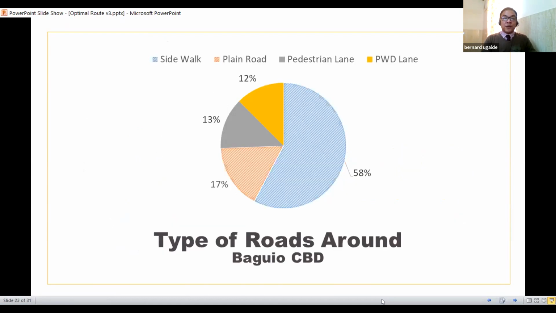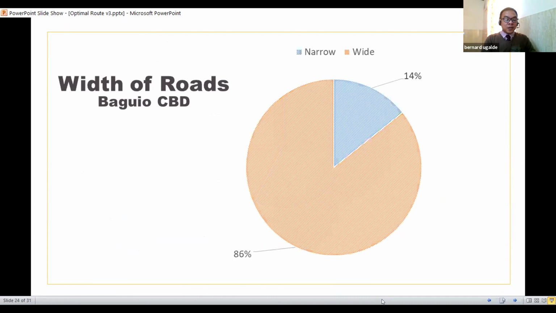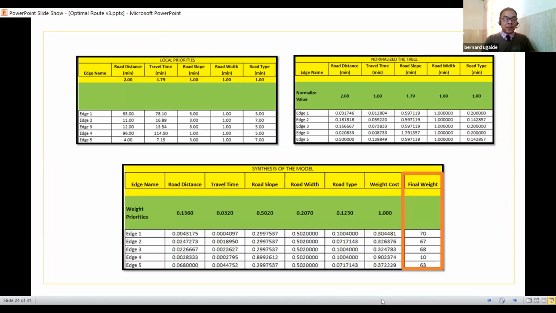The figure shows the different roads in the city. Based on the respondents' report, most of the roads identified were sidewalks, and 12% of the total reported were pedestrian lanes. This figure shows the different widths of the road. The respondents reported that 86% of the roads were wide, and the remaining 14% were narrow. This supports the claim that the city is keen in developing roads that support traffic in the city.